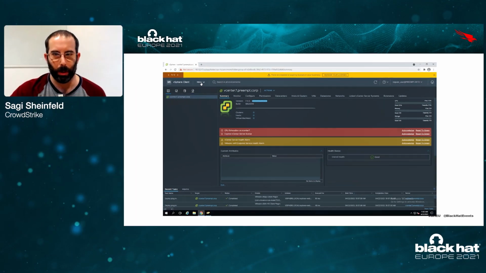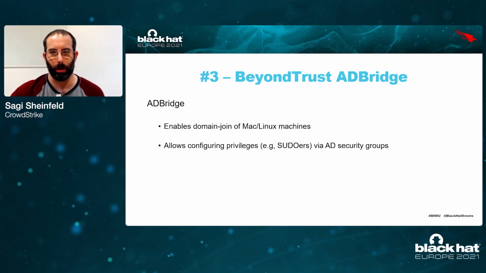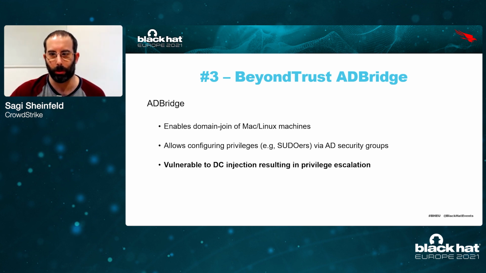Our third example is BeyondTrust AD Bridge. AD Bridge enables a Mac and Linux machine to join an AD domain. This allows us to configure privileges, for instance, sudo privileges, using AD security groups. And this application also is vulnerable to this injection, which results in privilege escalation.